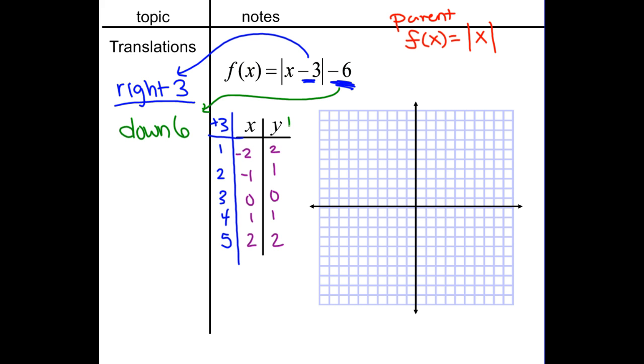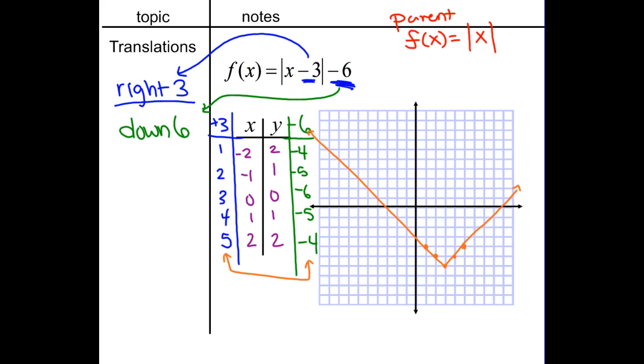Our y values are going to move up or down, and since we're moving down 6, we're going to subtract 6. So -4, -5, -6, -5, -4. Now I'm going to graph each of those pieces, remembering that we're using our outside x and our outside y. Now this is what my new absolute value looks like.